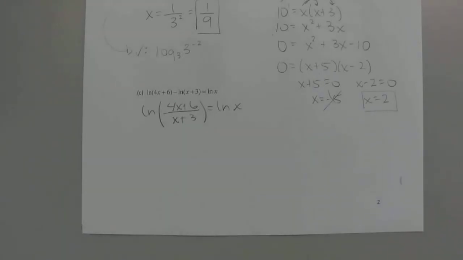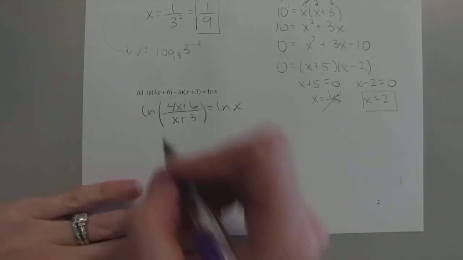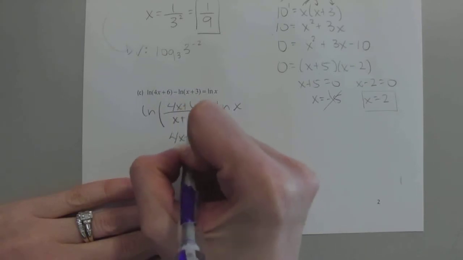Now this is unlike A or B. On A and B, we had one log equal to a constant, and that's when we can convert it to an exponential equation. Well, this one is, hey, I have natural log equal to a natural log. The only way these two natural logs can equal each other is if the insides equal each other. So it's kind of like a version of this, but with logs, okay?